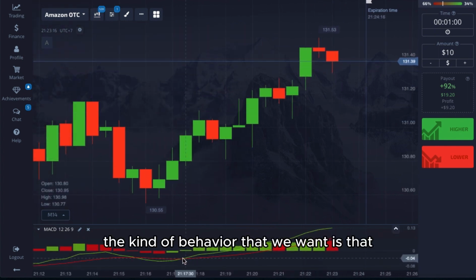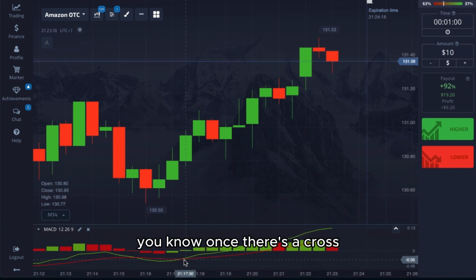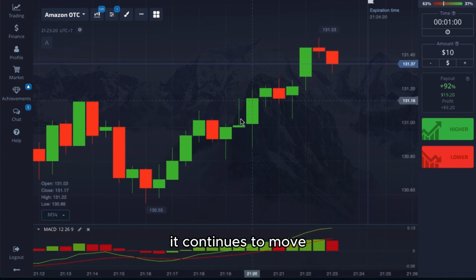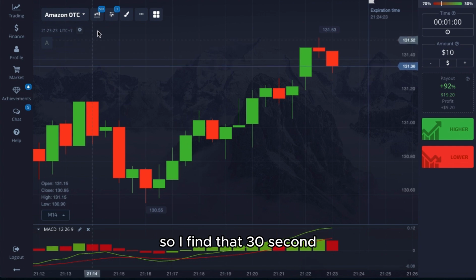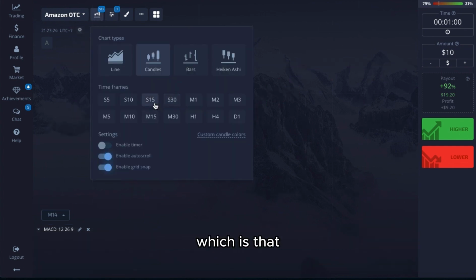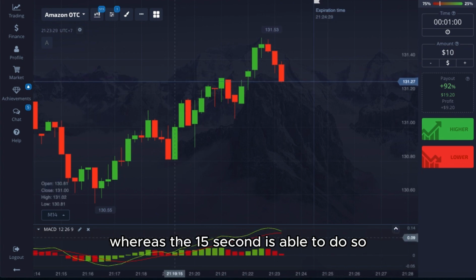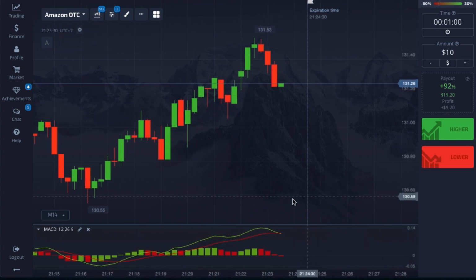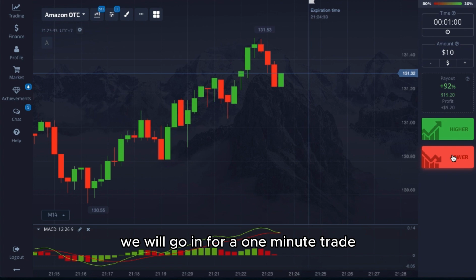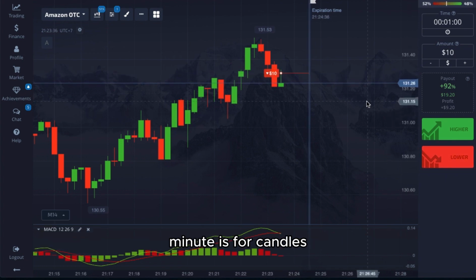The kind of behavior that we want is that, once there's a cross, it continues to move. So I find that 30 second has the same problem as a 5 second, which is that it is not able to catch the movement at the right time, whereas the 15 second is able to do so. So once it happens, we will go in for a 1 minute trade. 1 minute is 4 candles.